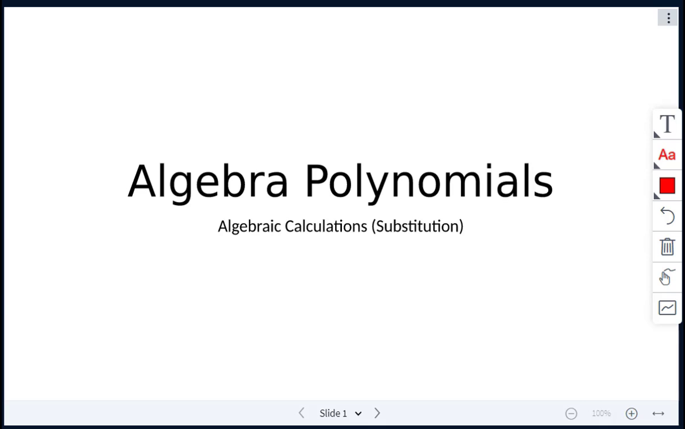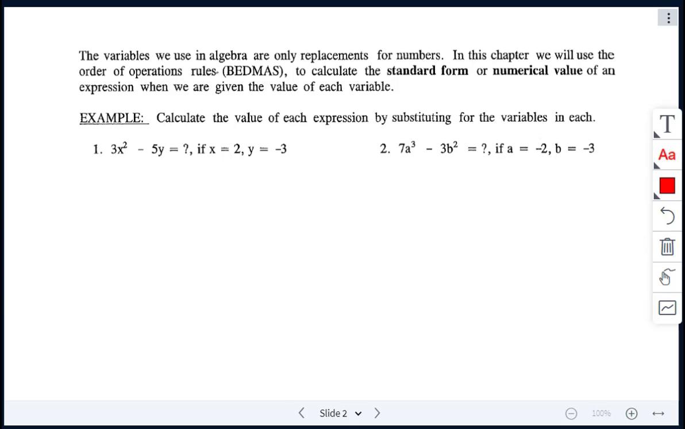Today's lesson on our unit algebraic polynomials is on algebraic calculations, which is on substitution. So this is 11.2 in the modules. The variables we use in algebra are replacements for numbers. We are going to use order of operation rules, BEDMAS, to calculate our expressions when we're given the value of each variable. So we have two examples here.